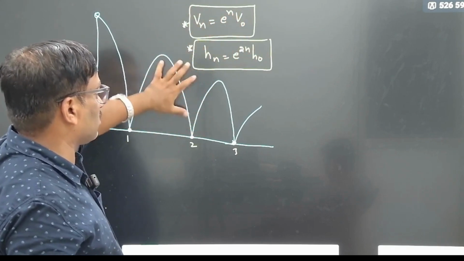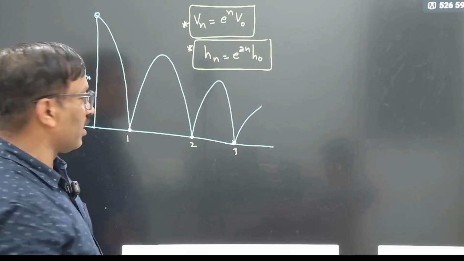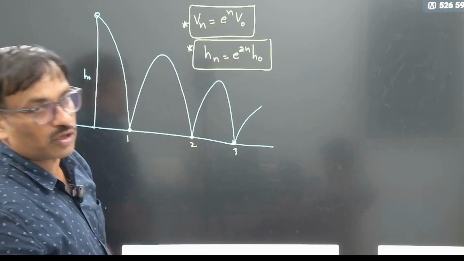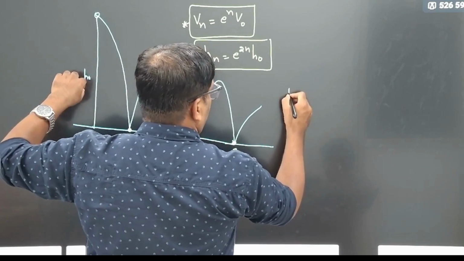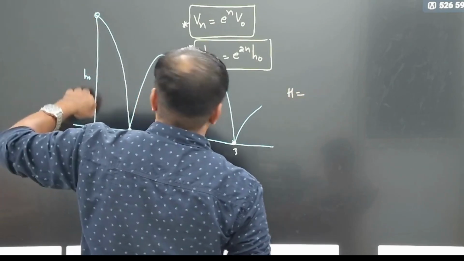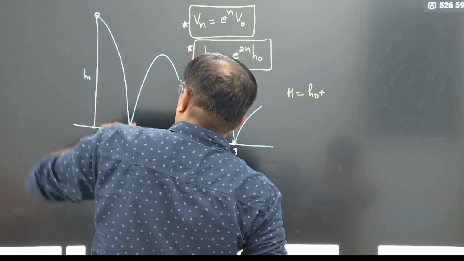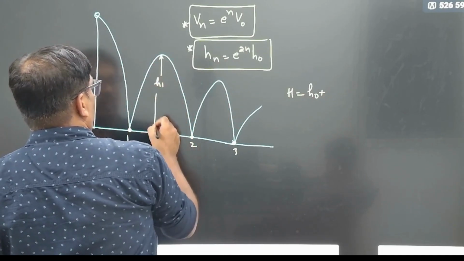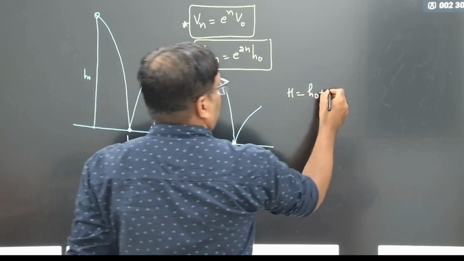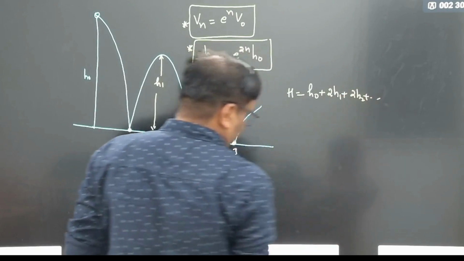Right. So now one more we can write. What will be the total distance travelled until it stops? First distance, how much distance will it travel? The total distance: first it is h naught. Next, it went up to h1 and again came back h1. Therefore 2 times h1, then 2 times h2, and so on.